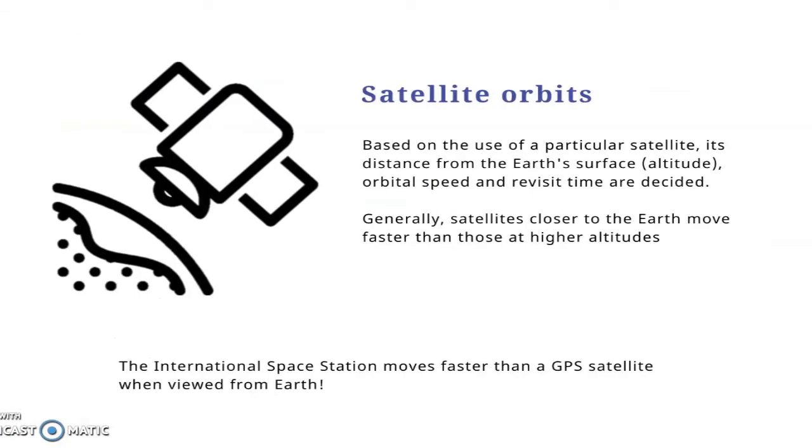A satellite orbit, let's see what that is first. A path that a satellite will follow as it moves around the Earth, as it revolves around the Earth, is called its orbit or orbital path. The orbital path of a particular satellite is directly dependent on many different parameters. These can be the distance of the satellite above the surface of the Earth, it could be the speed with which the satellite is moving, and it could also be the revisit time of the satellite, which means after how much time the satellite is going to occur on the same point of the Earth once again.